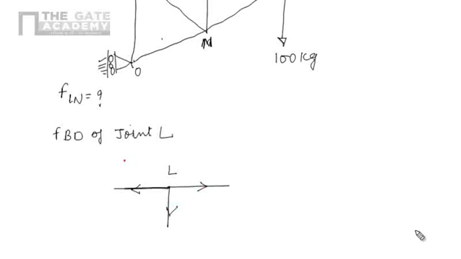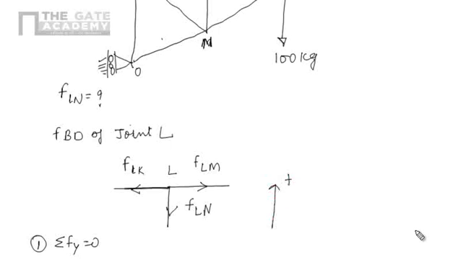So this force will be FLK, and this force will be FLN. And if you see the diagram, there is only one force in the vertical direction. So just apply the equilibrium condition based on vertical forces, that is, the algebraic summation of all vertical forces should be 0, meaning the algebraic summation of all the forces along the y axis should be 0.